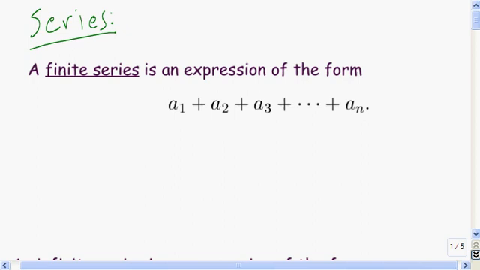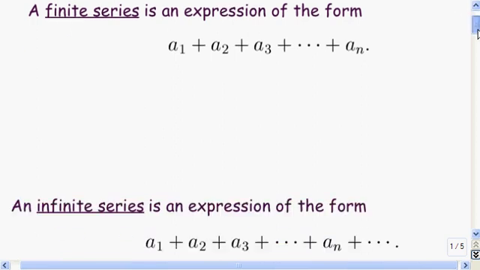Okay, in this video I'm going to teach you the basics of series. We have two types of series: a finite series and an infinite series. A finite series is an expression of this form: some term a sub 1 plus another term a sub 2, etc. So a finite series is an expression in which you're adding together a finite number of terms.